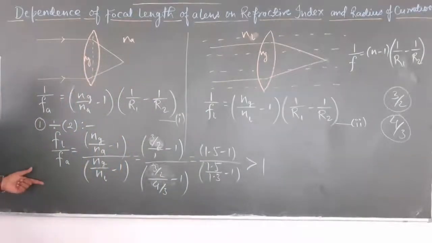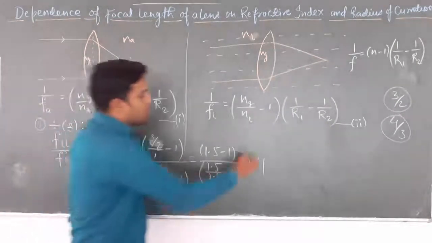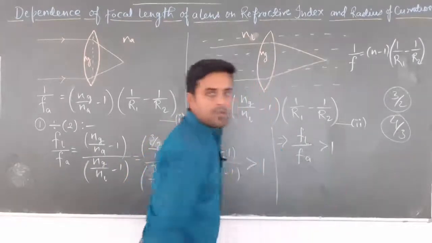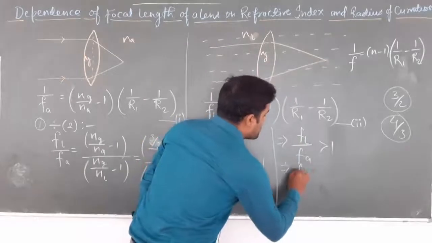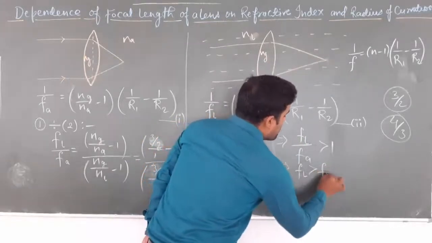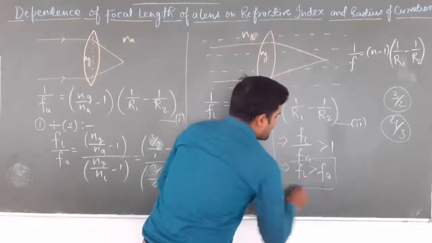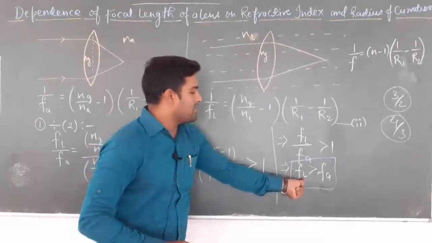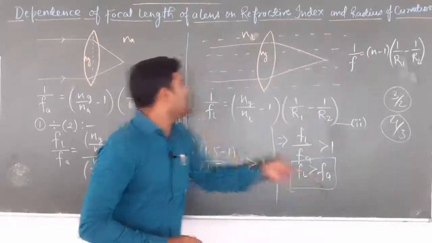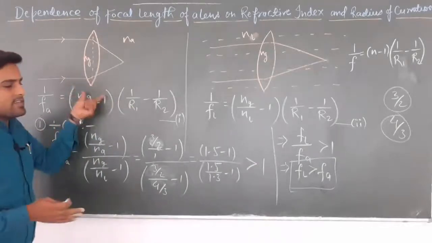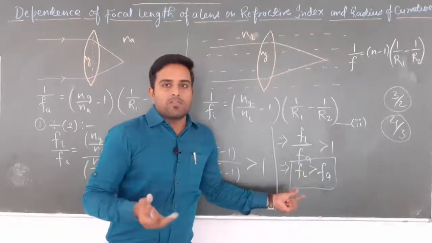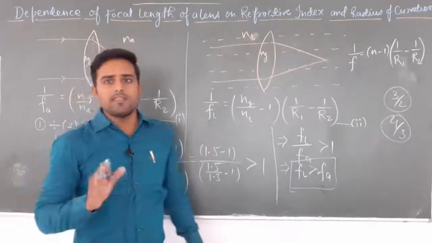So from this relation, Fl upon Fa is greater than 1. It means when you do the cross multiplication, the focal length of the lens in liquid, L meaning liquid, is always greater than the focal length in air. It means when the lens is kept in air, its focal length will be small, and when it is kept in liquid, its focal length will become greater. This is the first case.